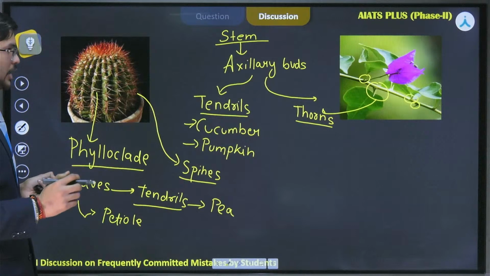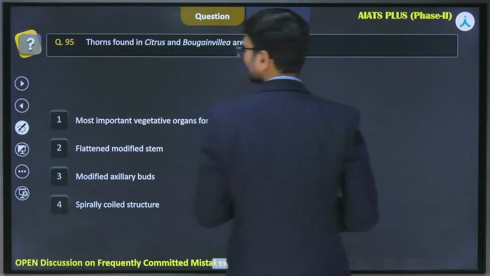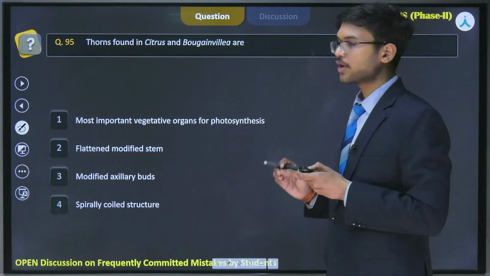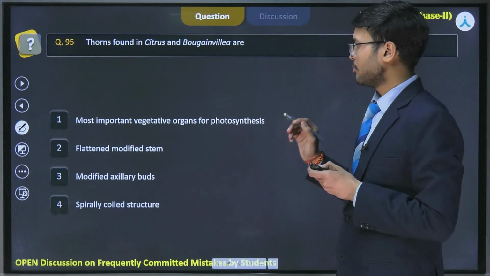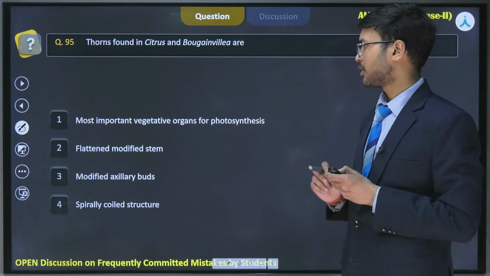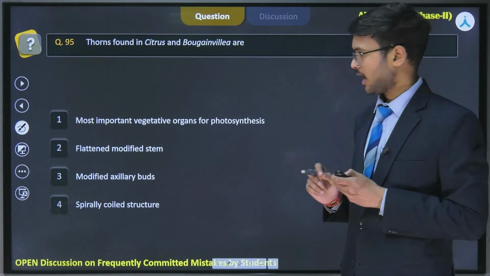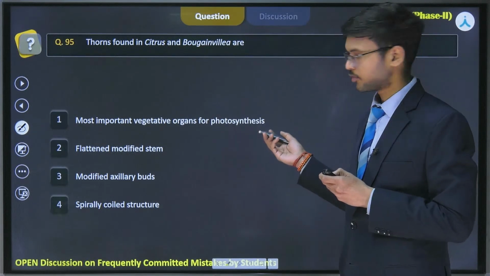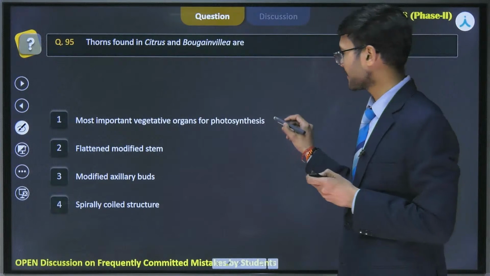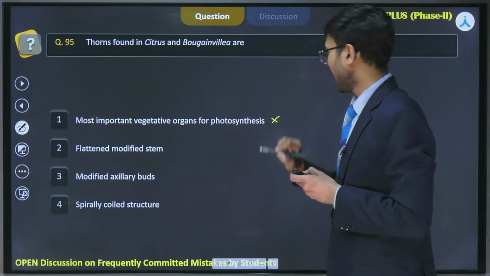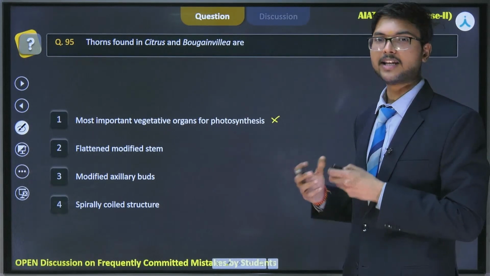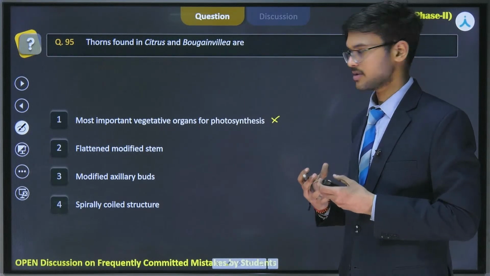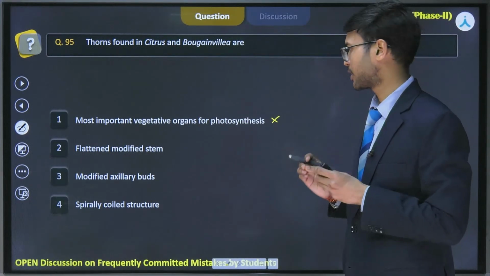So let's see the question. Thorns found in citrus and bougainvillea are most important vegetative organs for photosynthesis. Are they the most important photosynthetic organs? No, because they are modifications of axillary bud and they do not perform photosynthesis. They rather perform the purpose of protection.